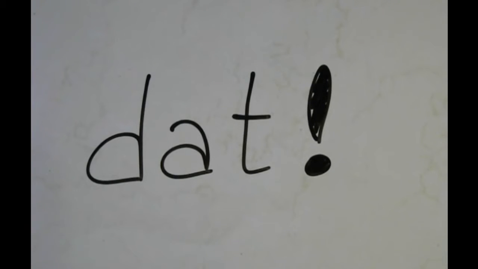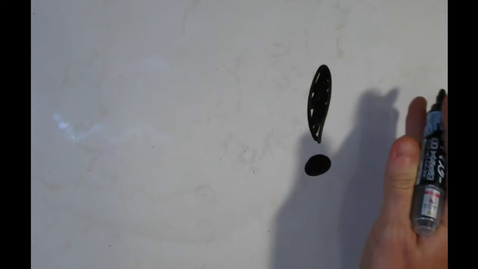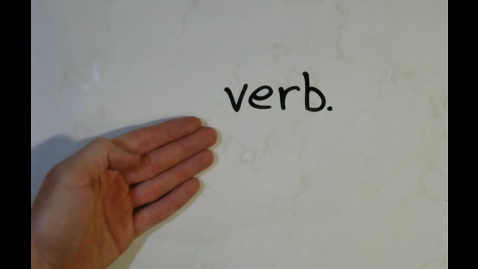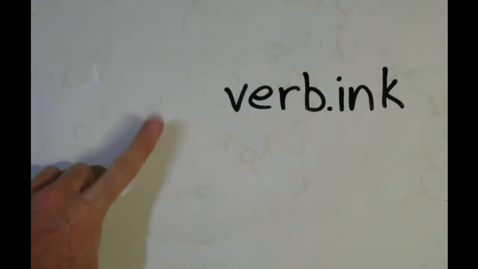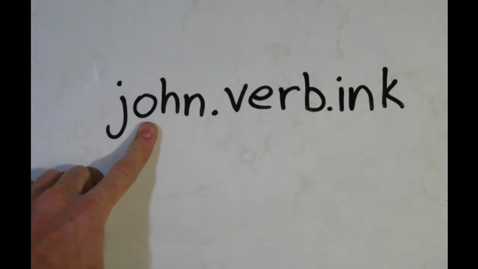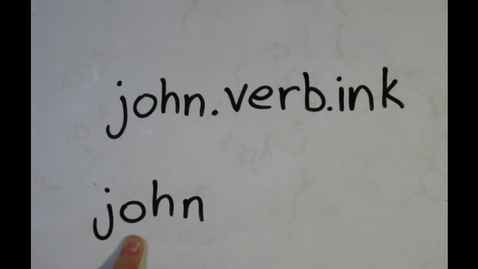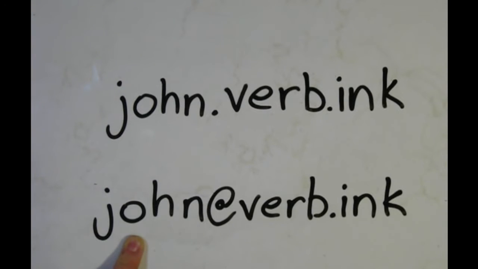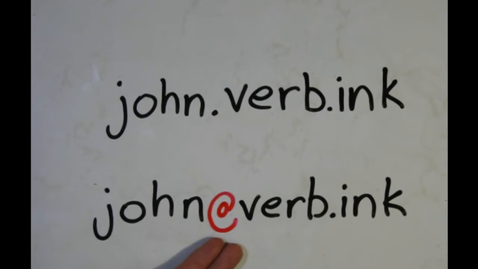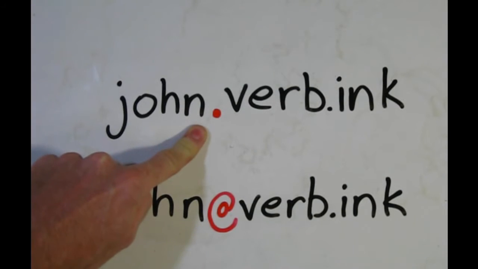What is a dat? Well, a dat is basically an exclamation mark, but written differently for web and email addresses and stuff. Let's say we've got this cool domain, verb.ink. It's a domain. And there's a user, a guy named John, and he has john.verb.ink. That's his web address, his blog, his profile, his store, his, whatever. Well, he also has the email address, john@verb.ink. It works out well. These two addresses are basically the same, except one character is different. We have the @ in the email, and we have the dot in the web address.